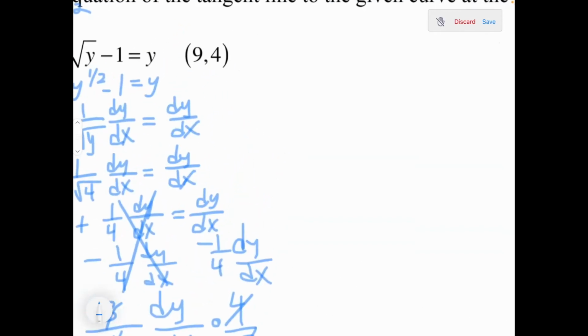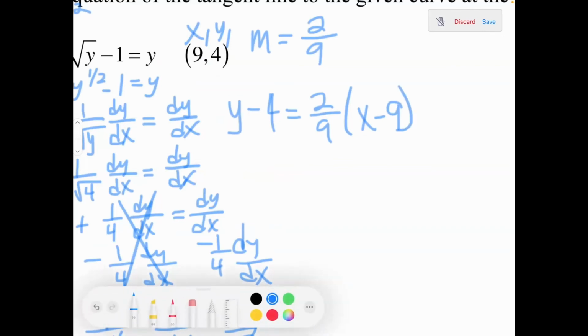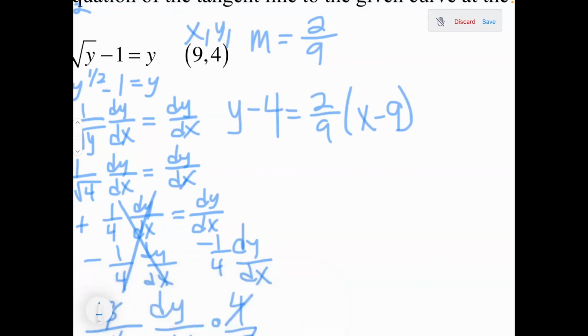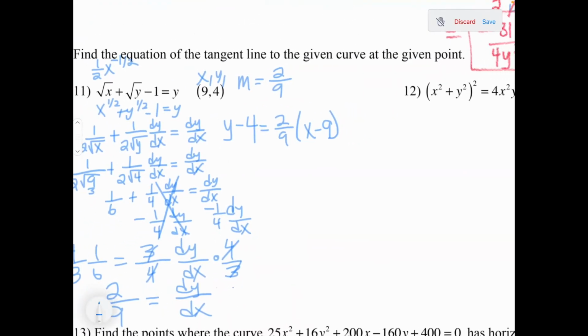We can plug that in. We already know our x values, x1, y1, and we just found the slope to be 2 over 9. So y minus y1 is 4. So we get y minus 4 is equal to 2 over 9 times x minus 9. And this 4 looks like a 9, so let's actually make it look like a 4. And we can leave it like that. We could go through and solve the problem, we could get y by itself, but that's okay for now.